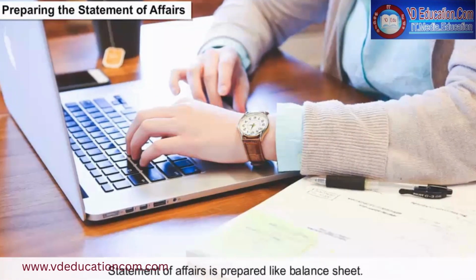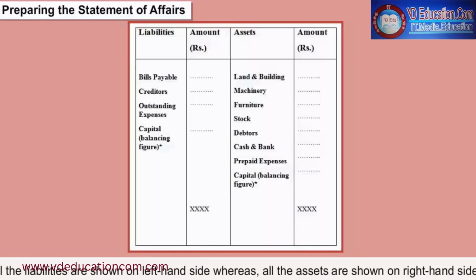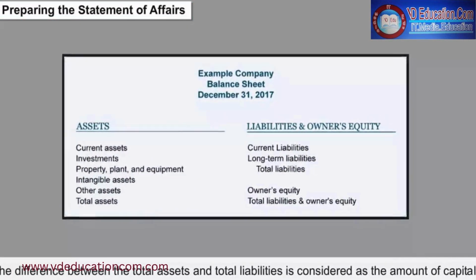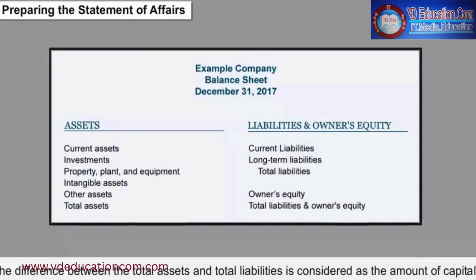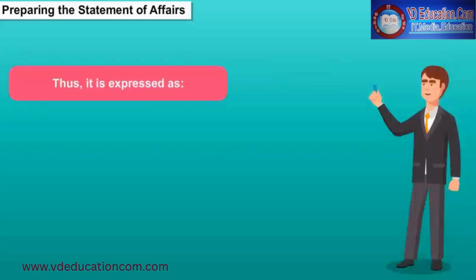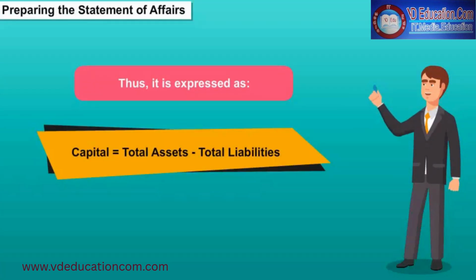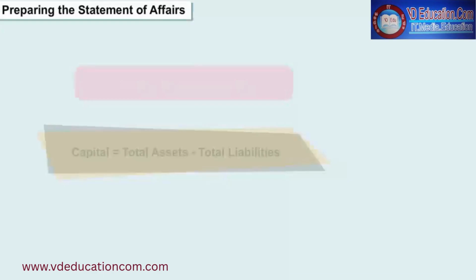Statement of affairs is prepared like a balance sheet. All the liabilities are shown on the left-hand side, whereas all the assets are shown on the right-hand side. The difference between the total assets and total liabilities is considered as the amount of capital. Thus, it is expressed as capital is equal to total assets minus total liabilities.